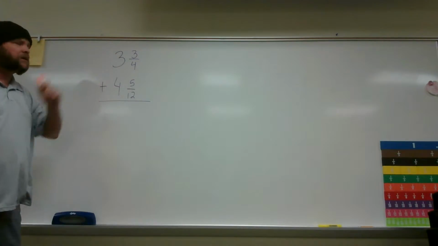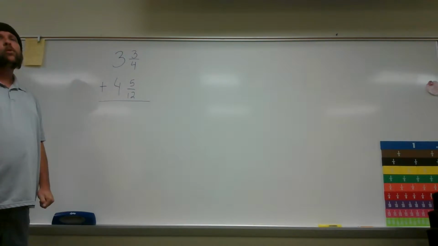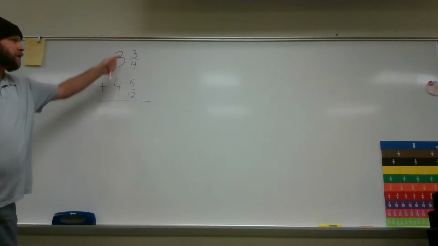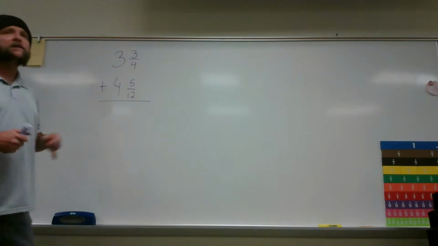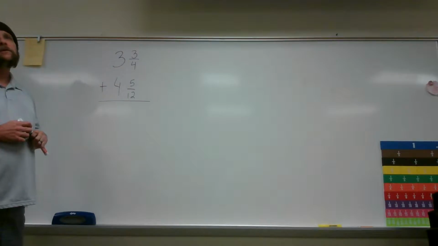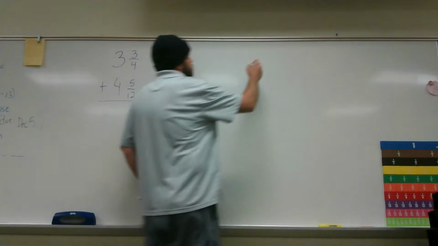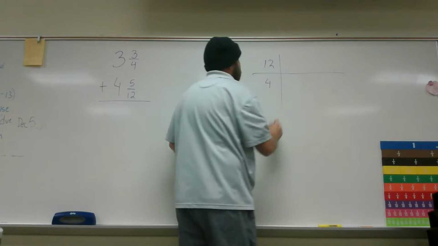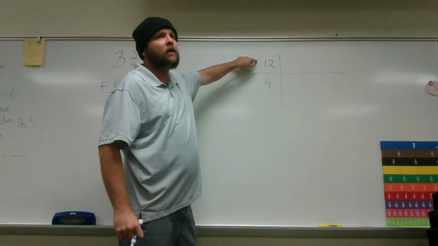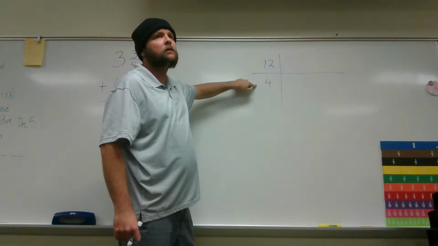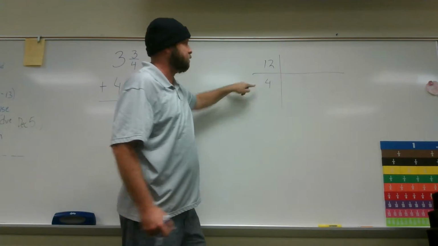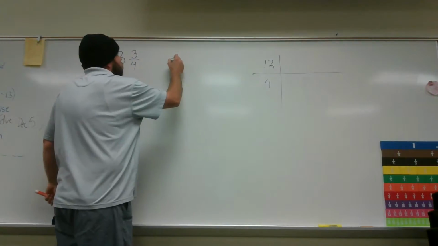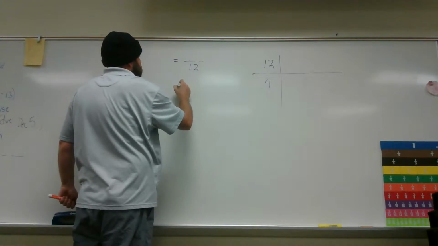All right, so let's go with Caitlin. Can we add these fractions the way they're written? Why not? They don't have the exact same denominator. What are my denominators, Caitlin? 12 and 4. So I'm going to take 12 and 4, and I'm going to go through. Is 12 a multiple of 4? Yes. 4, 8, 12, 16.